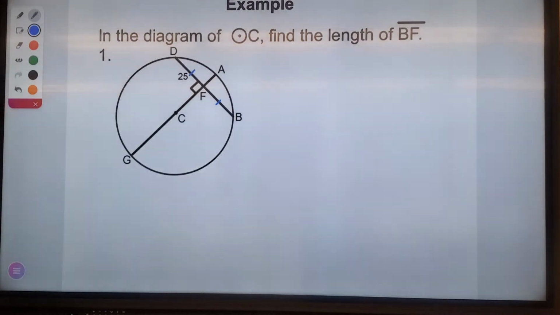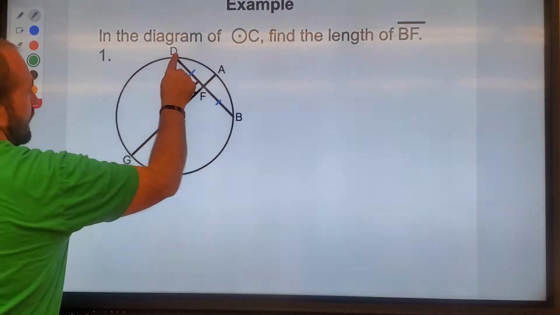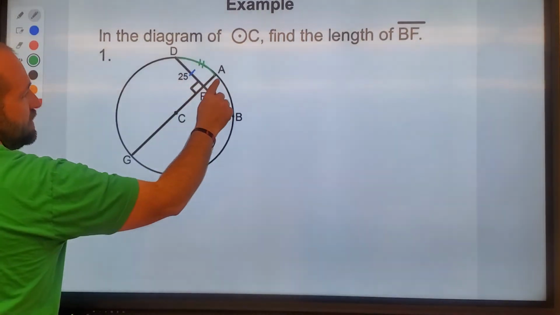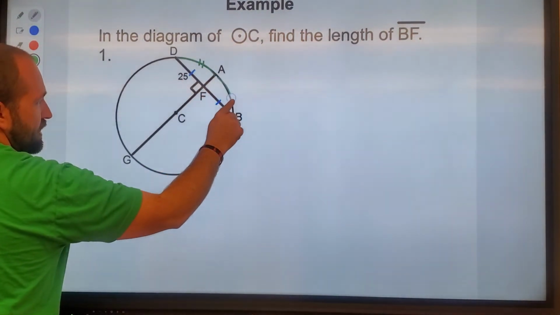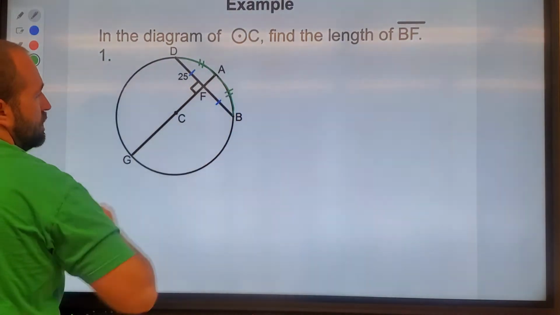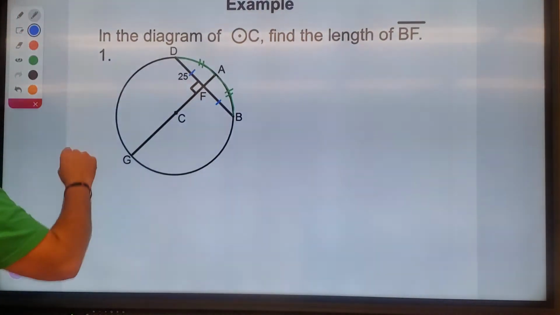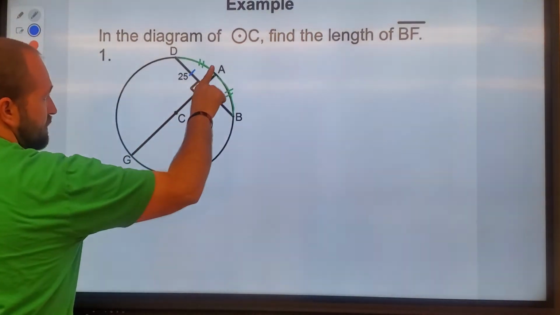It would also indicate to me that arc DA is congruent to arc AB. I don't use that a lot in my class as far as the worksheets go. However, know that that is an option on any kind of standardized test or any future geometry stuff that you guys get into.